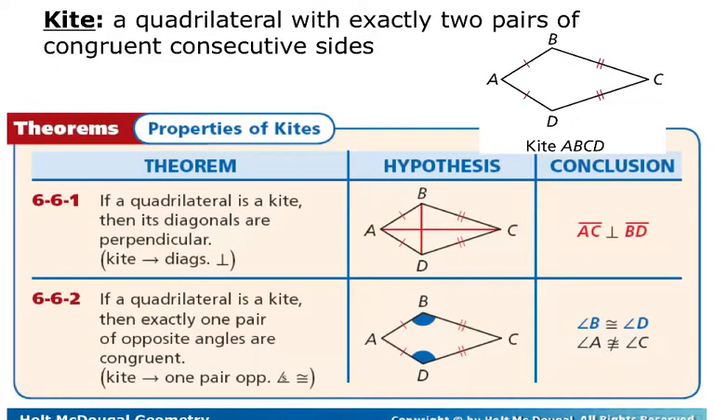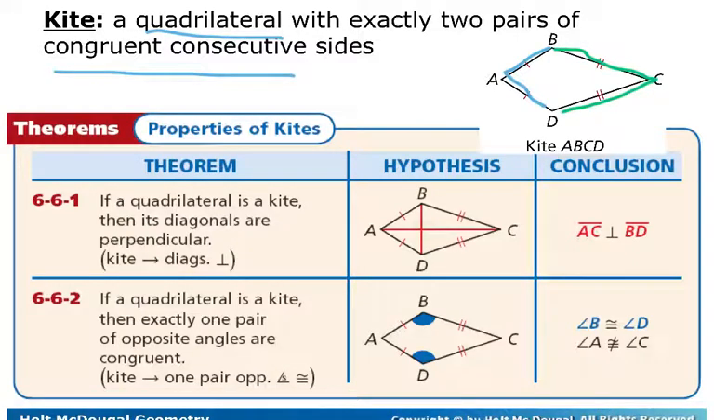It's a quadrilateral, meaning 4 sides, with exactly 2 pairs of congruent consecutive sides. So unlike a parallelogram, we're not talking about congruent opposite sides, we're talking about congruent consecutive sides, which means one after another. So that set will be congruent, and then that set.